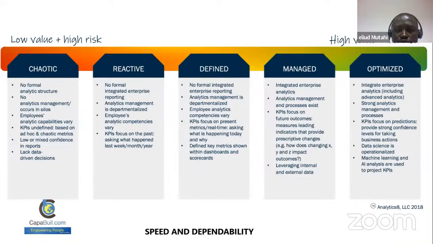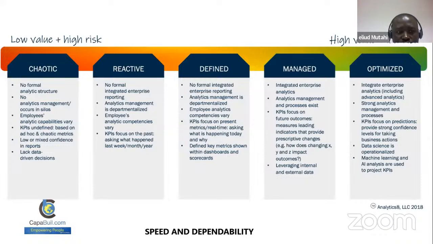We have the low value, which has the high risk. You have data, yes, but it's always of low value. So the risk is that you're likely to make an uninformed decision. I'm also having high value data, and basically low risk.